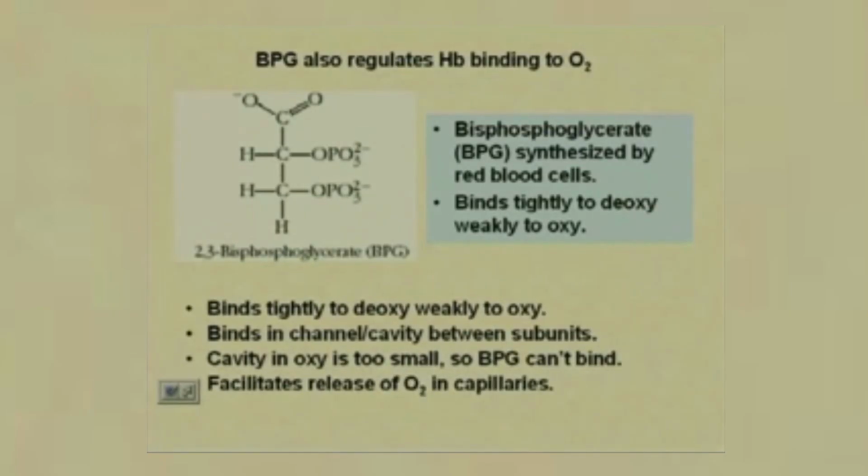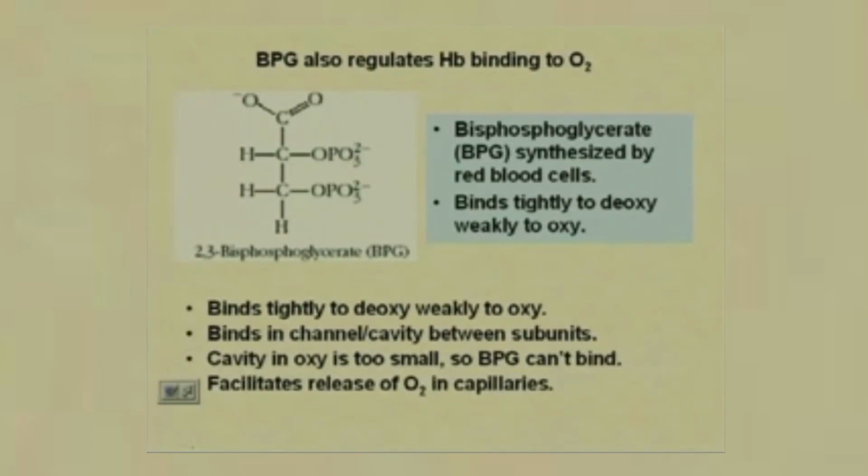This is one interesting thing that we might consider. This is called BPG. Okay? This is just for an interesting application of what the body actually can do. This BPG is bisphosphoglycerate. It is synthesized by the red blood cells, and it binds not to hemoglobin, not to oxyhemoglobin, but binds very tightly to deoxyhemoglobin. What is deoxyhemoglobin? When the hemoglobin does not have oxygen bound to it, it is called deoxyhemoglobin.